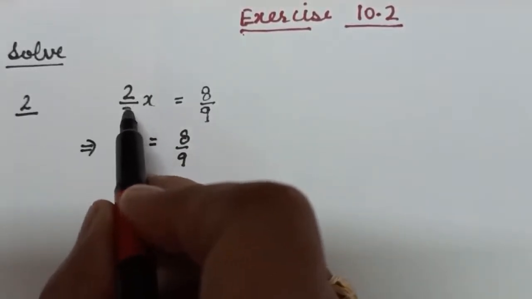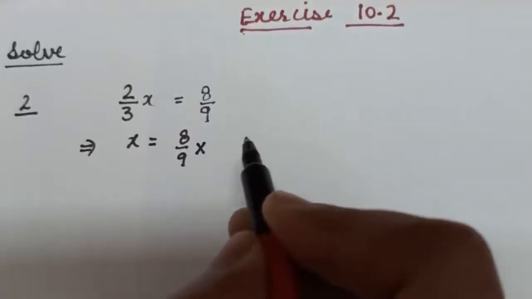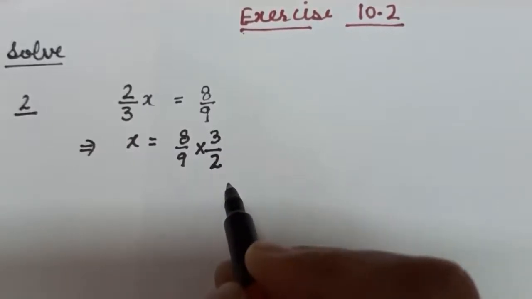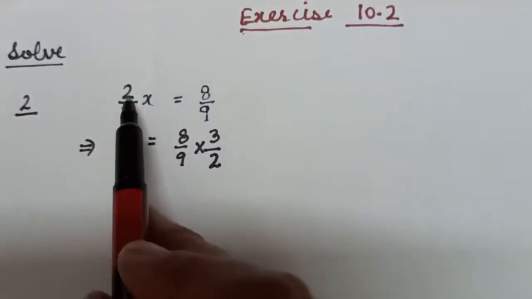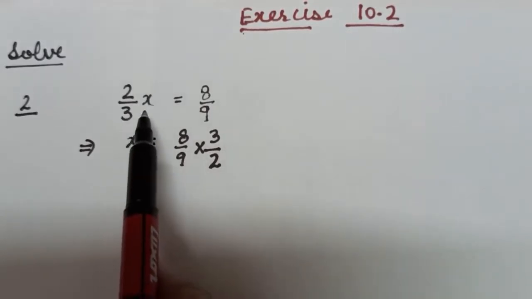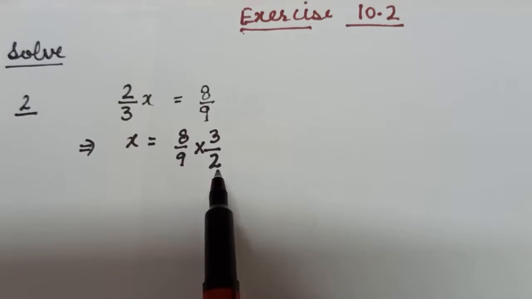Now x is multiplied with 2 upon 3. When I will take this fraction to other side, it will reciprocate. Reciprocate means it will become 3 upon 2. Alright, 2 upon 3 has changed to 3 upon 2 to the other side. Why we have done like that? Because it was multiplied with x, and when we shift it to other side, it is dividing the other side, and we all know in division fraction changes to its reciprocate.